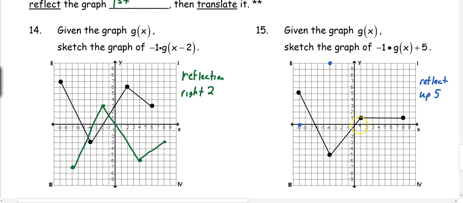The third dot is 1 away. So I'm going to go down 1, I'm sorry, down 1. And I'm going to go up 5. I'm going to do the same thing for that other point. And I'm going to connect them to form my new graph.